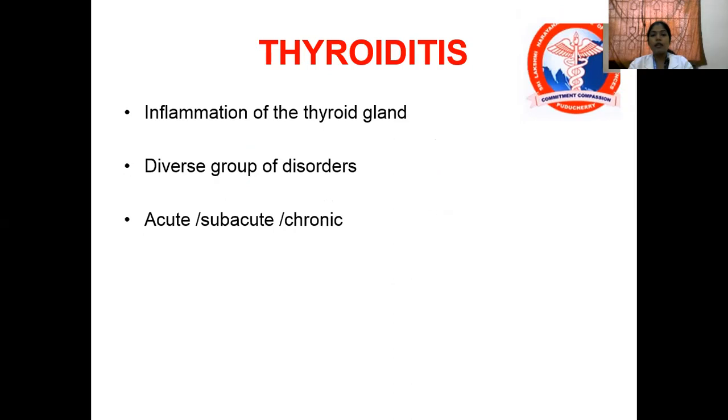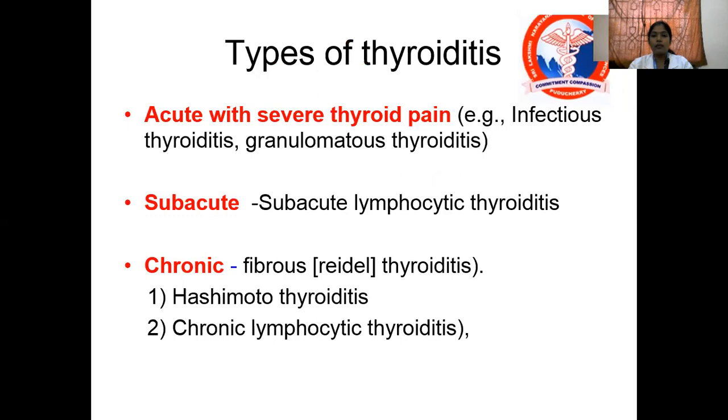Thyroiditis is nothing but inflammation of the thyroid gland. It can be acute, subacute, or chronic. Types of thyroiditis. In case of acute, that is of sudden onset with severe thyroid pain, it can be mainly because of infections or granulomatous thyroiditis. If it is subacute, it is lymphocytic thyroiditis. If it is chronic, it can be Hashimoto thyroiditis or chronic lymphocytic thyroiditis. This is how you classify thyroiditis depending upon the time of onset of the condition.